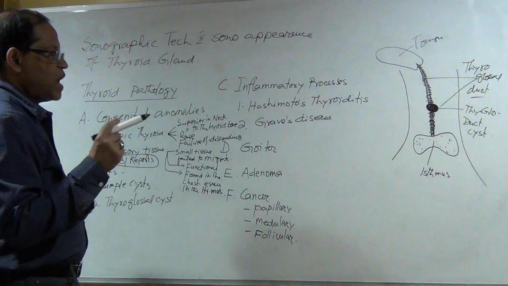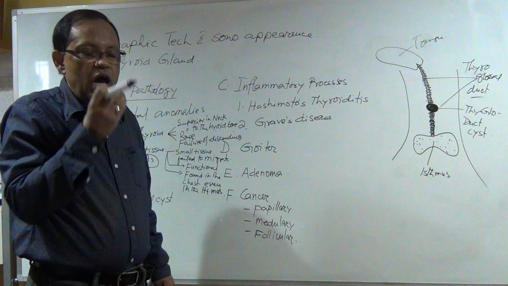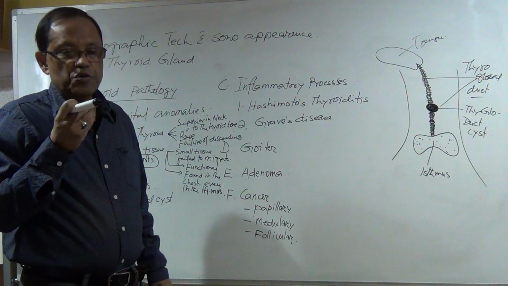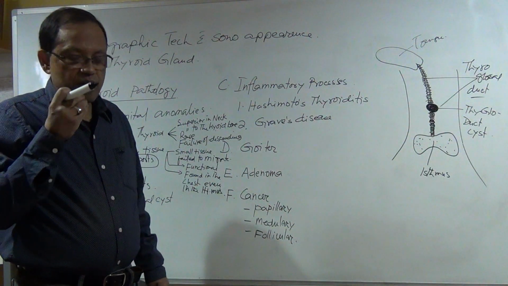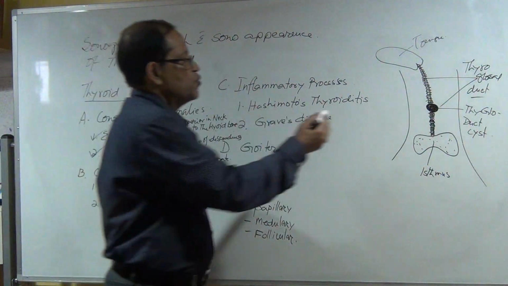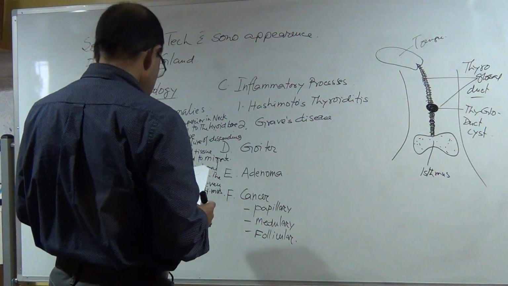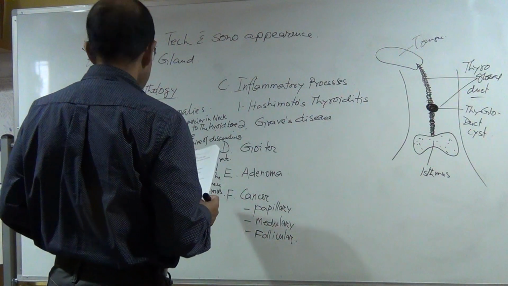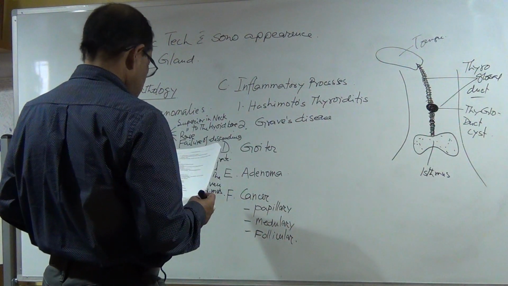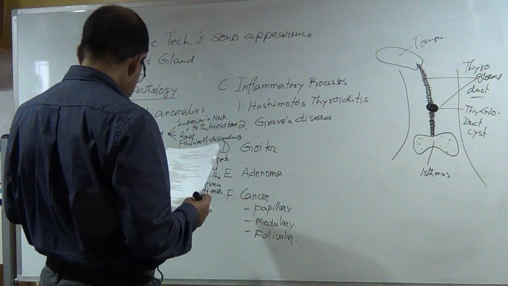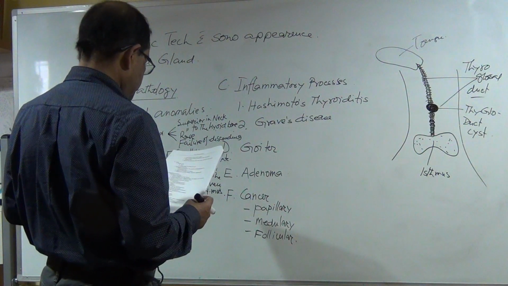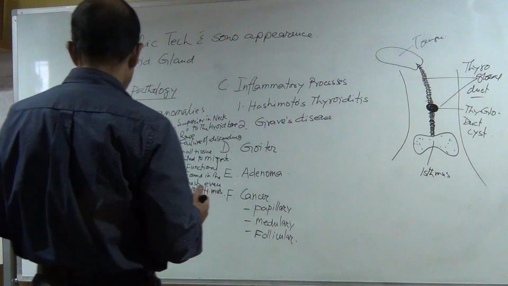Okay, so if you ask the patient to protrude the tongue, then you will see it is moving up and down. So that is a thyroglossal duct cyst. It is a midline mass, slowly enlarged and asymptomatic. Now we'll talk about the inflammatory processes.